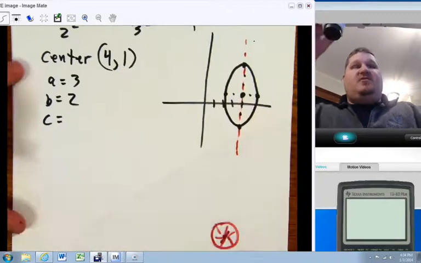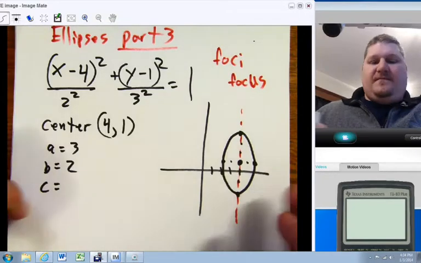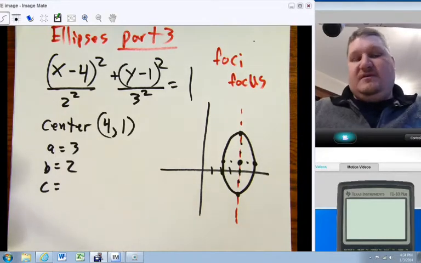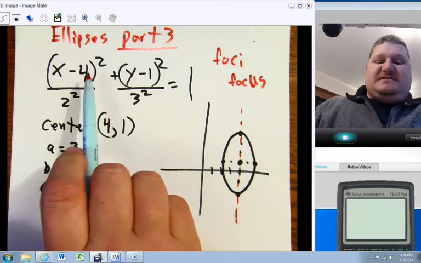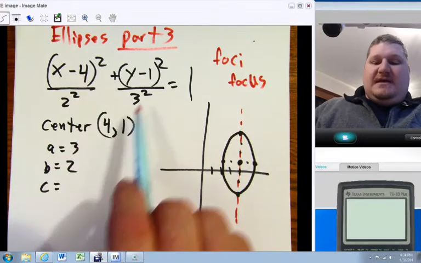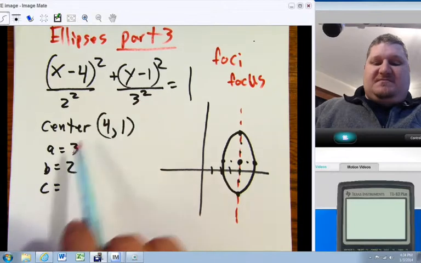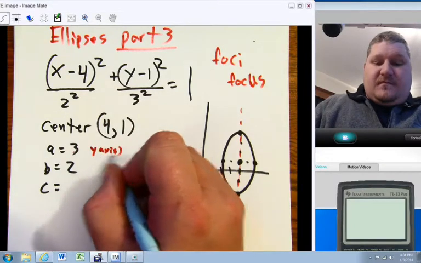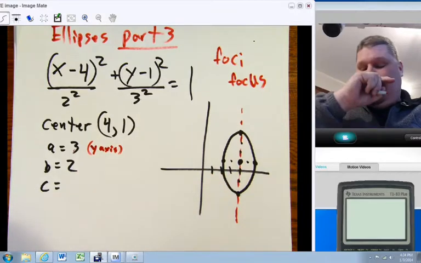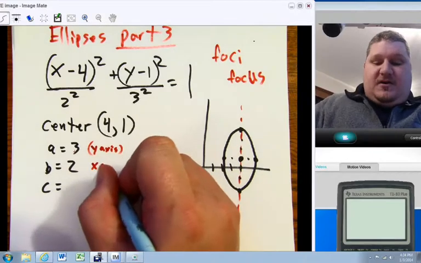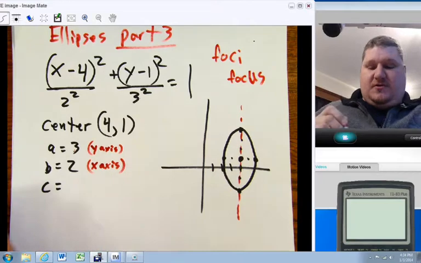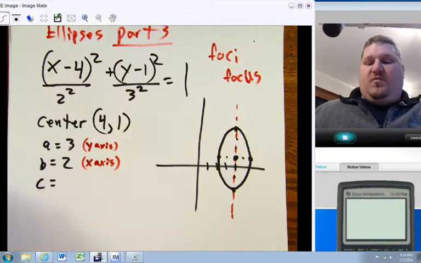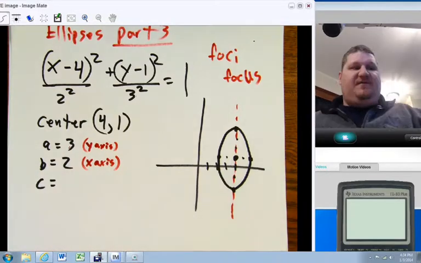Using this equation right here, (x minus 4) quantity squared over 2 squared plus (y minus 1) quantity squared over 3 squared equals 1, we can easily see the center is at (4, 1). A is 3 because it happens to be bigger. Now if you want to, you could even label which way the major and which way the minor go, if that helps you. Certainly don't have to. So major, minor. And what we're going to need now is somehow to find the foci.